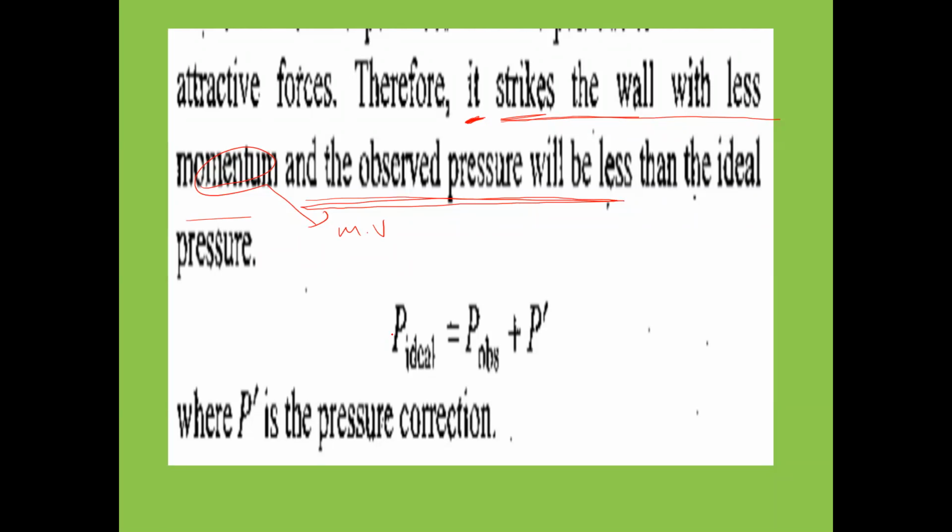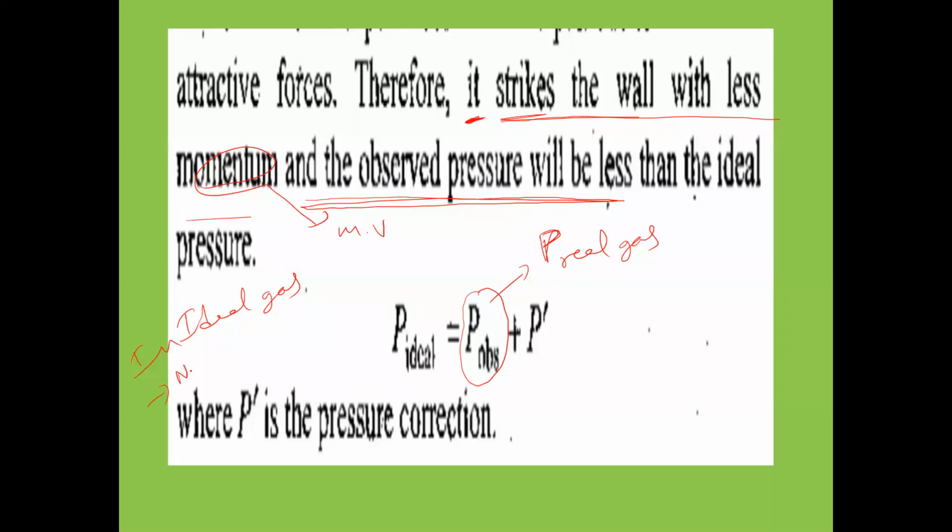That's why the ideal gas pressure is equal to real gas pressure plus some pressure correction. So here this P observed is nothing but P real, the pressure of real gas. So now, pressure of real gas and pressure of ideal gas, which is greater? P ideal is equal to P real plus some pressure correction. That's why P ideal is greater than P real. In ideal gas, no attractive forces, no forces of attraction.